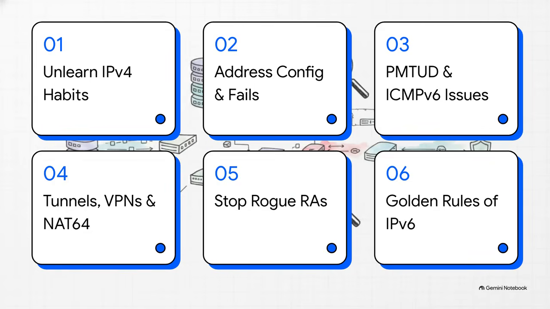Here's our roadmap for today. To really set up Chapter 8's final takeaways, we're going to do a rapid-fire recap of the foundational concepts: unlearning IPv4 habits, checking address configs, MTU issues, transition tunnels, and stopping rogue RAs. Then, we'll hit Chapter 8's core topic, the golden rules of IPv6.